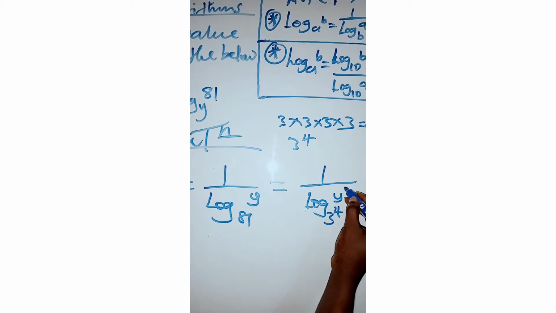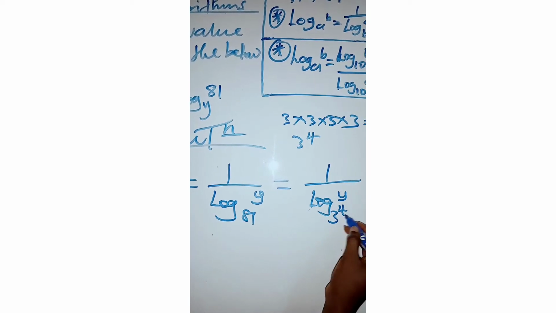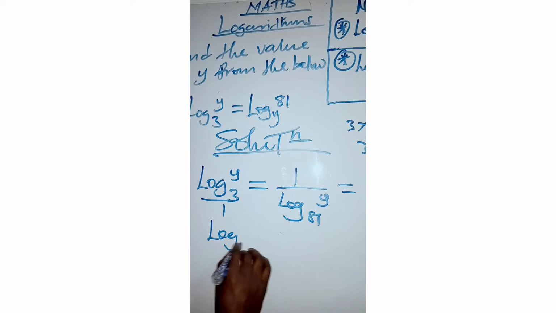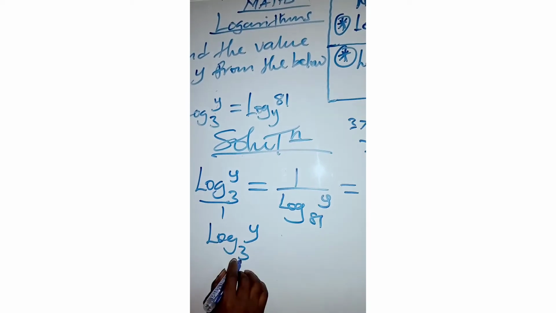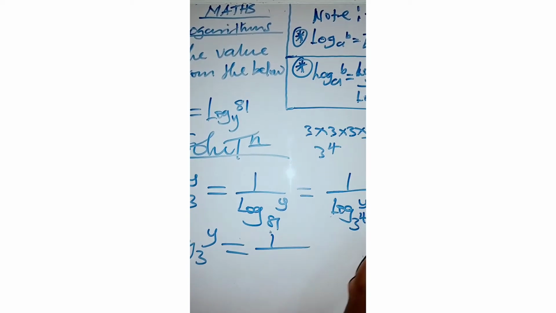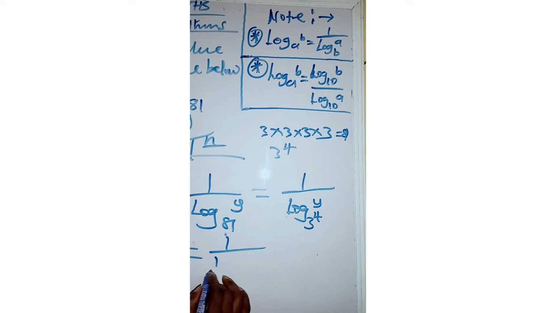So we take this power on this y and this power on this 3 back to this place. Then we are going to have this to be log y base 3 is equal to 1 over. Now this one here, the 1 here is 1.